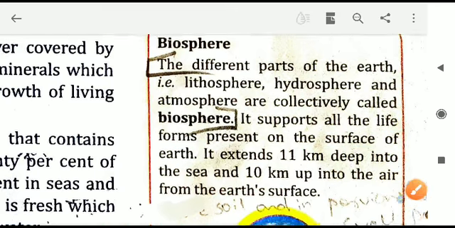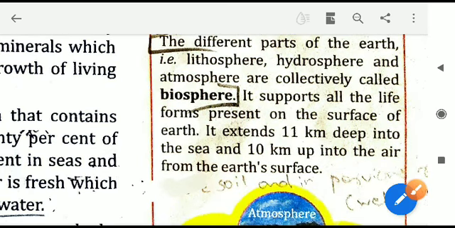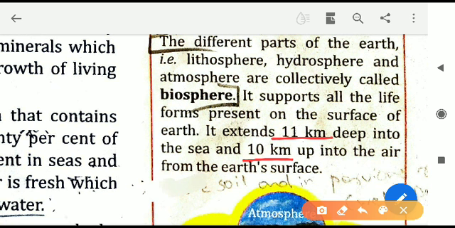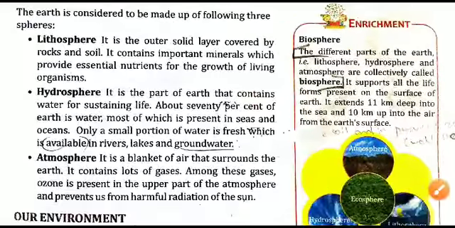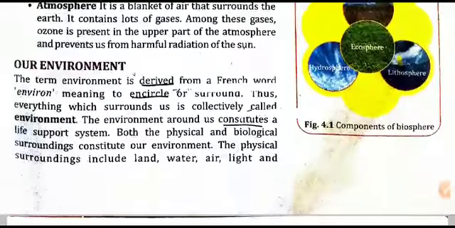It extends 11 kilometers deep into the sea and 10 kilometers up in the air. This is the range of the biosphere. Up in the air means atmosphere, deep in the sea means hydrosphere, and on the land obviously lithosphere. So this is what is called the biosphere. We have seen how life exists in different places.